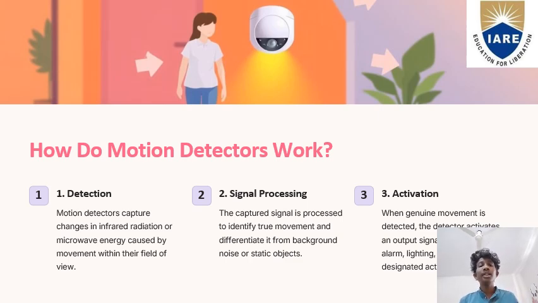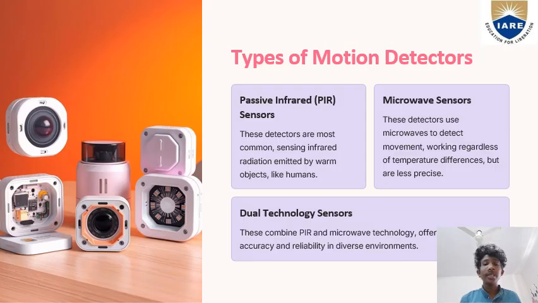Now we describe advanced signal processing techniques. Digital signal processing: some motion detectors use digital signal processing techniques such as the fast Fourier transform (FFT) to analyze the signals. Second one is machine learning algorithms. Some advanced motion detectors use machine learning algorithms to learn the patterns of movement and improve detection accuracy. Sensor fusion: some motion detectors combine data from multiple sensors such as PIR and ultrasonic to improve detection accuracy. Let's move on to the next slide.